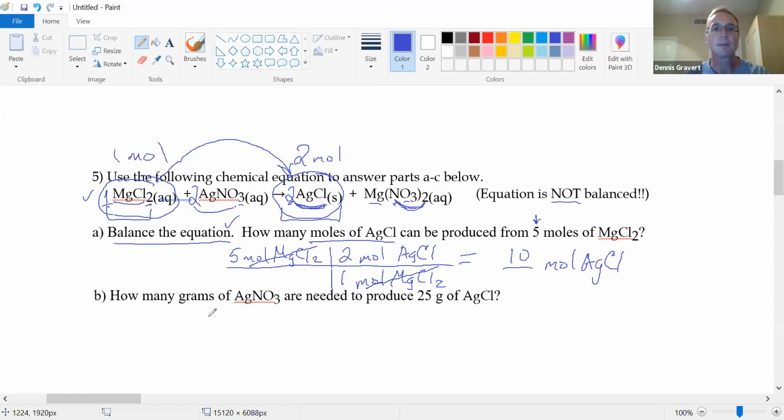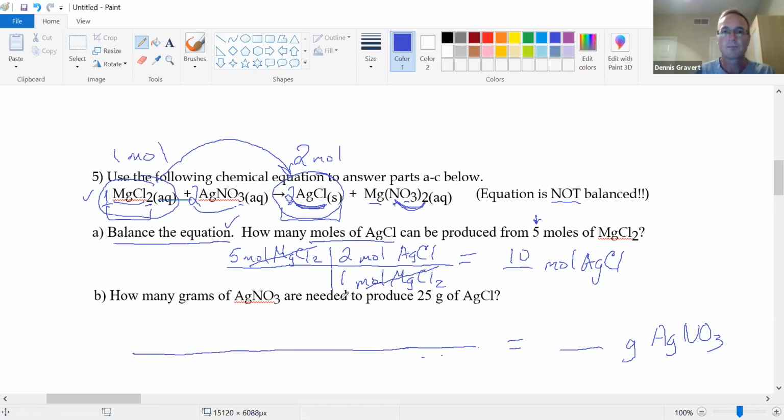Part B, how many grams of AgNO3? So what do we want? We want grams of AgNO3. That's what we want. What are we given? Look for a digit. Here, 25, that's the digit. What are the units? Grams of AgCl.